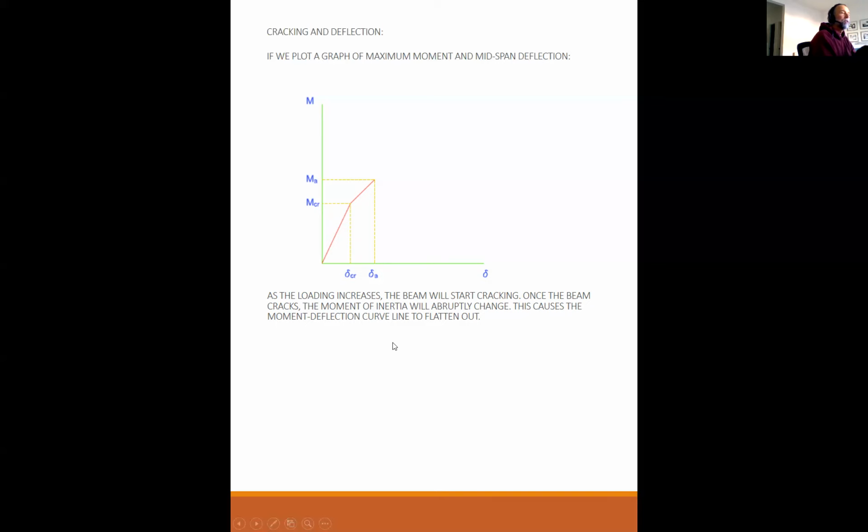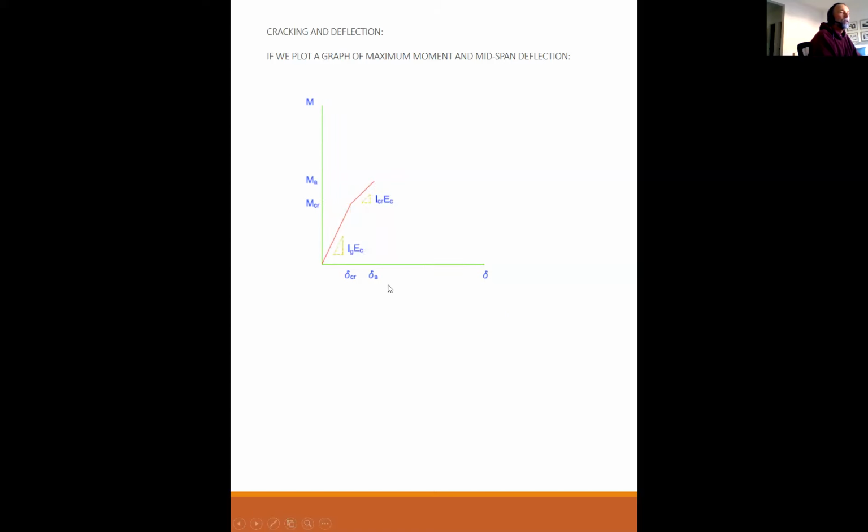Once the beam cracks, the moment of inertia will abruptly change. This causes the moment deflection curve line to flatten out. So the slope of the initial section is I gross E sub C. The slope of the cracked section is I cracked E sub C. As you can see, we have two apparent stiffness values, one prior to and one post cracking.